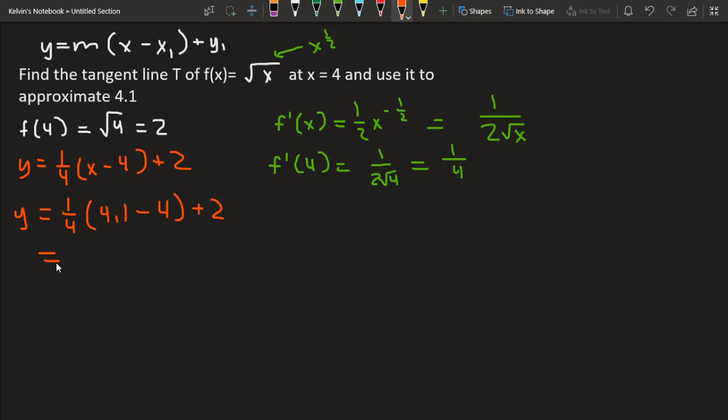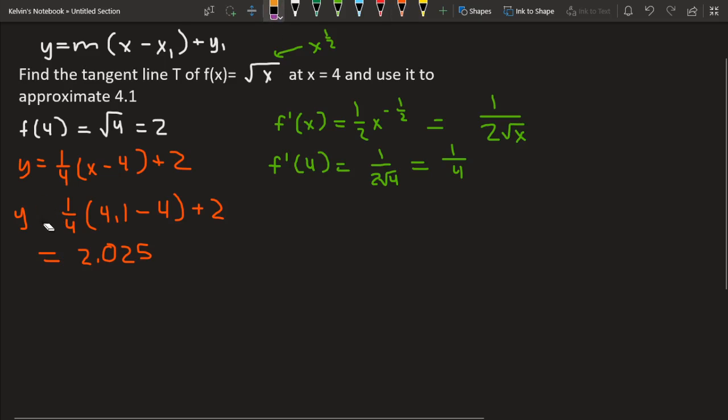And this is equal to, and then take a minute or two to calculate this in your calculator, and then write down your answer. So this is equal to 2.025.